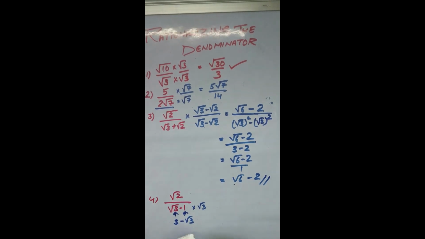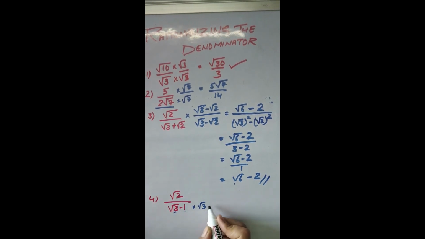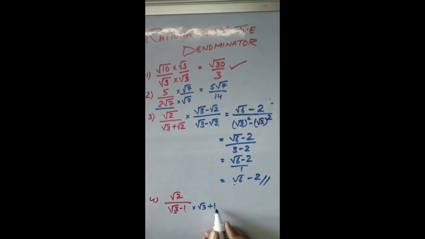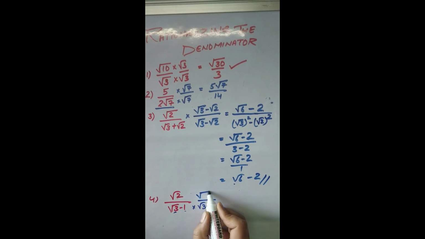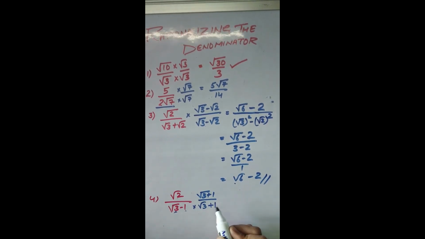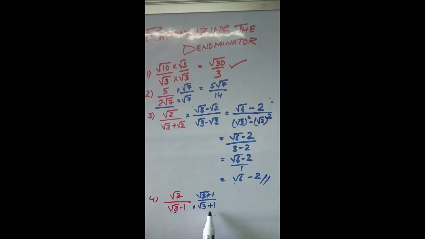So the rationalizing factor of root 3 minus 1 is not root 3. It is again root 3 plus 1, a plus b. So we will do it like this. Okay, this is root 3 plus 1, root 3 plus 1. Just the opposite sign for that. Okay.